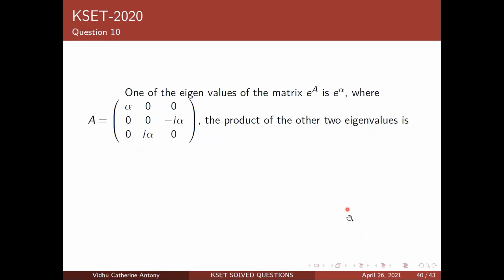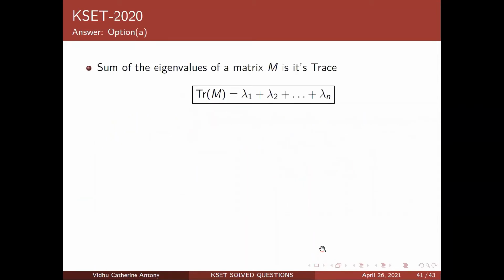Okay, so you need to remember a couple of properties here. They've given you lambda 1 is equal to e to the power of alpha. What is lambda 2 into lambda 3? That's what they've asked you. So let's look at a couple of properties. First property that you need to remember is the sum of the eigenvalues of a matrix M is its trace. So trace of a matrix is equal to the sum of the eigenvalues.